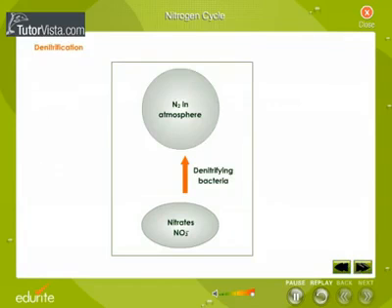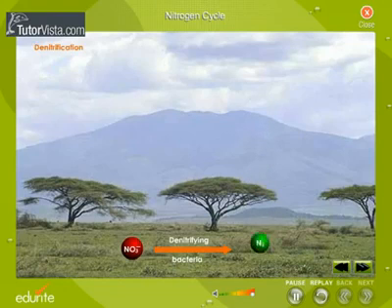Denitrification. The three processes, nitrogen fixation, nitrification, and decay, described so far, remove nitrogen from the atmosphere and pass it through ecosystems. Denitrification reduces nitrates to nitrogen gas, thus replenishing the atmosphere. Once again, bacteria are the agents. They live deep in soil and in aquatic sediments where conditions are anaerobic. They use nitrates as an alternative to oxygen for the final electron acceptor in their respiration. Thus they close the nitrogen cycle.